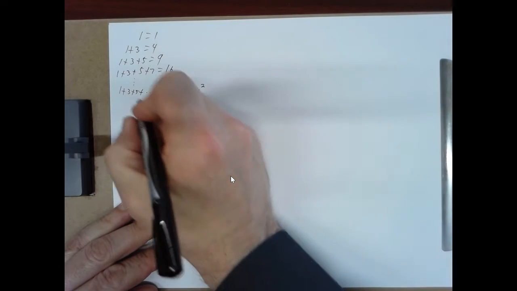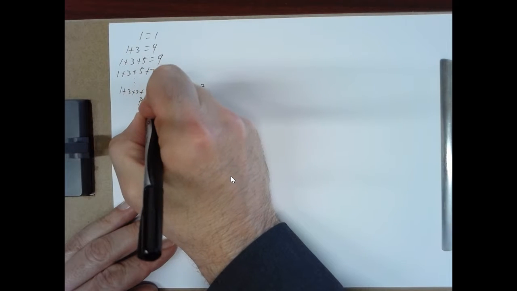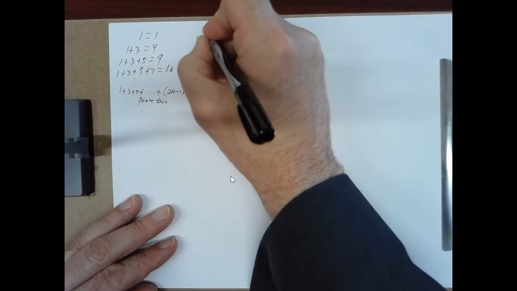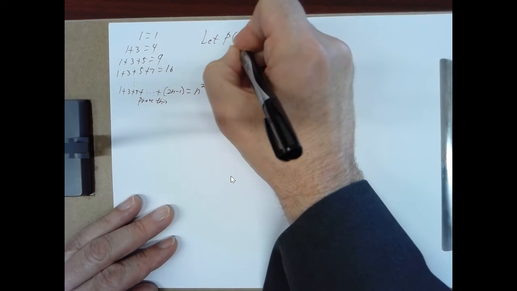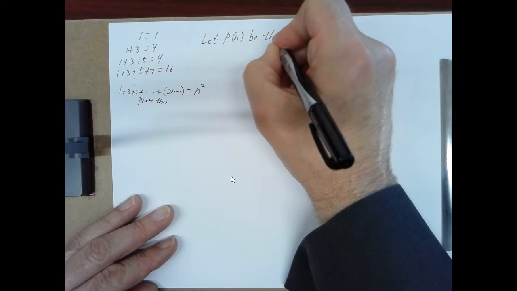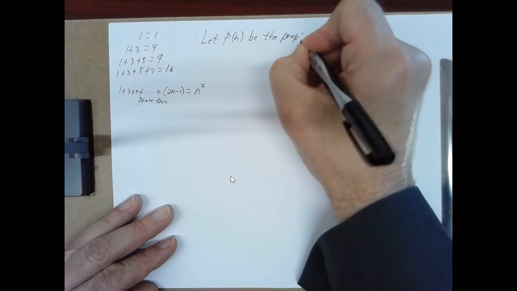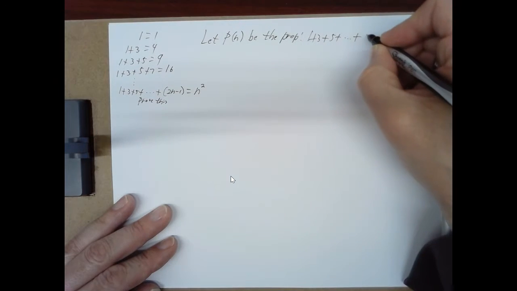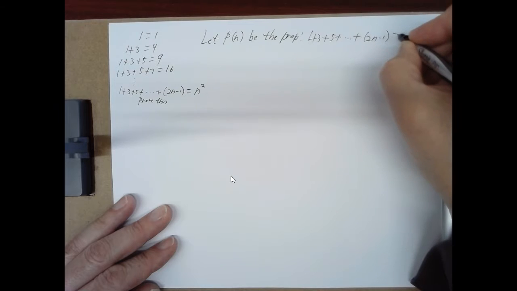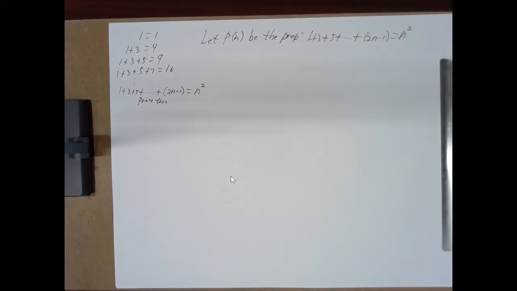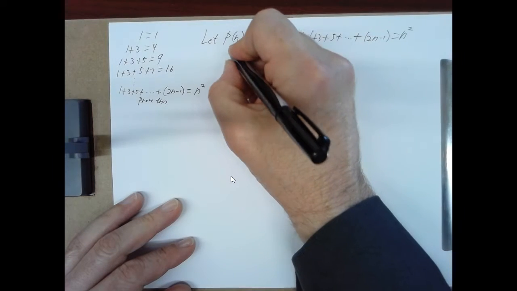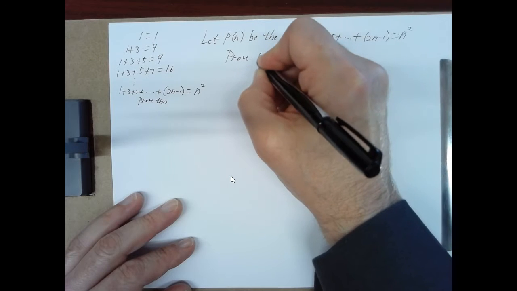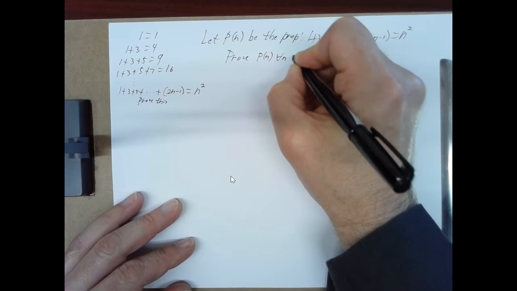So let's prove this. Let P of n be the proposition that if you add the odd numbers from 1 up through and including 2n minus 1, you get n squared. We want to prove P of n for all n bigger than or equal to 1.